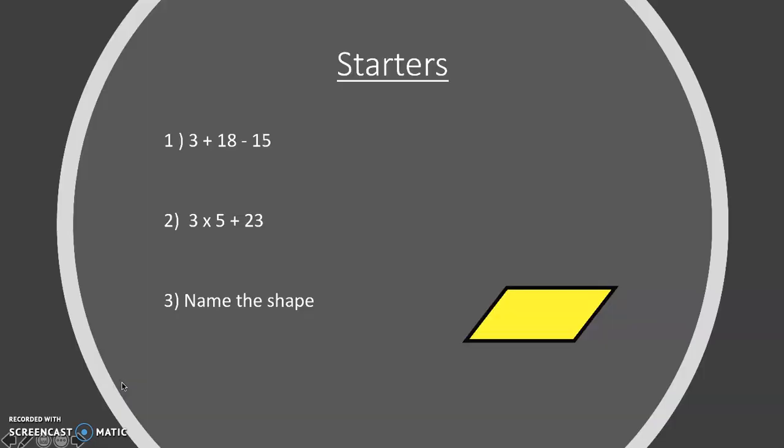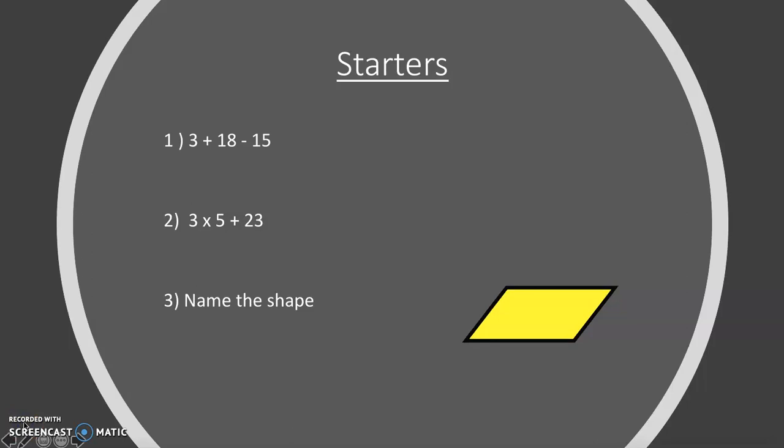So just as in all of our other previous lessons, I'd like you to pause the video and answer these three questions. So question number 1, what is 3 add 18 take away 15? And number 2, what is 3 times 5 plus 23? And number 3, you have to name this shape. Okay, come back once you've tried them.